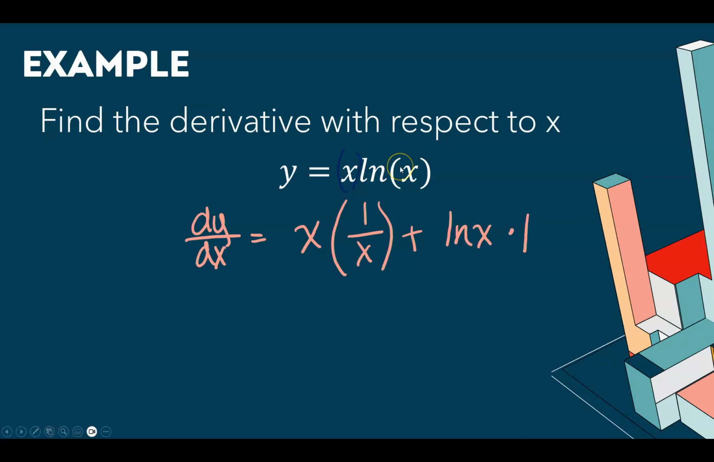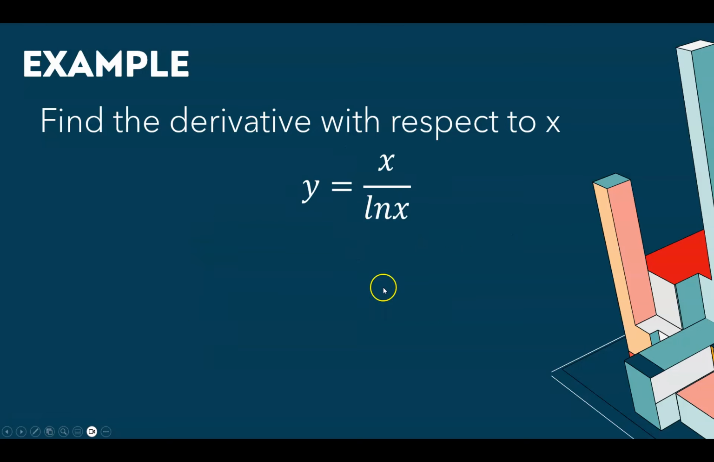X is one function, natural log of x is the other, so the derivative of natural log of x is 1 over x. Plus the second function, natural log of x, times the derivative of x, 1. So x divided by x is 1, and we get the derivative of x natural log of x is 1 plus natural log of x. That seems unsatisfying. Just a couple more here.